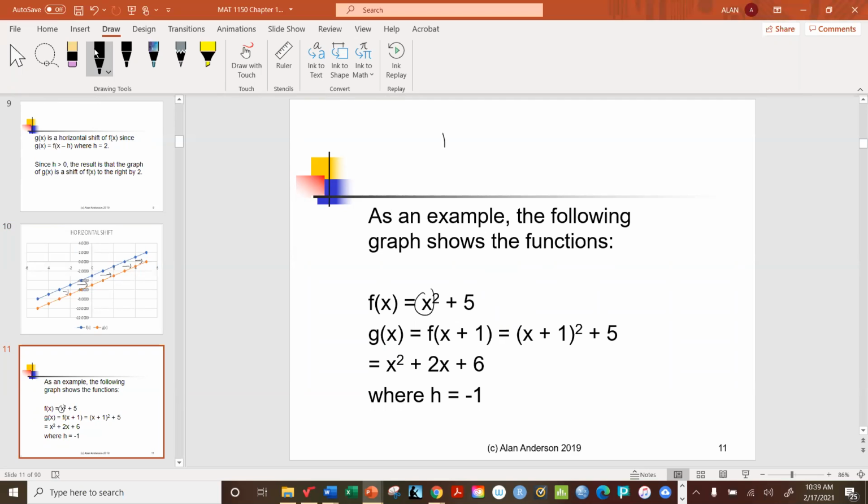Now, here are the key details: h is minus 1, which is negative. And we saw before that this implies that the function will shift to the right. It sounds backwards, doesn't it? But that's exactly what we're going to see. We've got two parabolas, and one of them will be a rightward shift of the other one. All right, here we go. You ready for that graph? Yes, you are. Let's see.